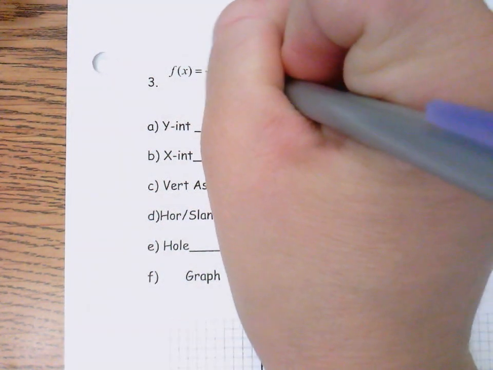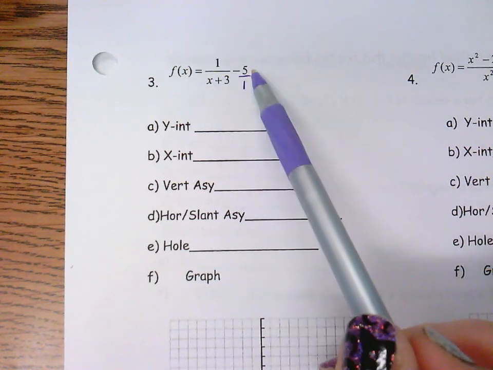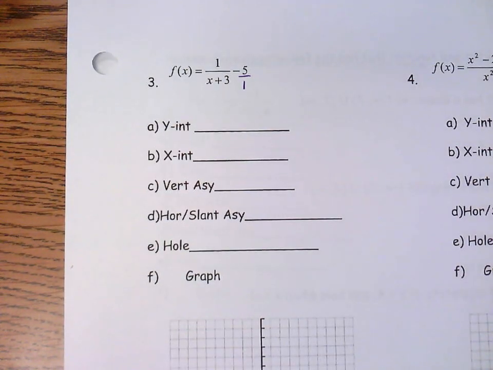Remember, anything can be written over 1. Do you remember the process to combine 2 fractions? This is probably more of a bonus. It wouldn't be on your quiz tomorrow. But how could I make this into one rational function? Do you remember the process?